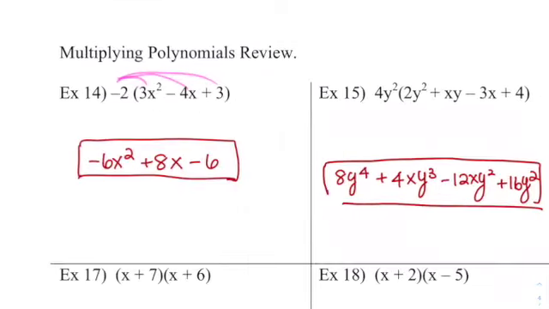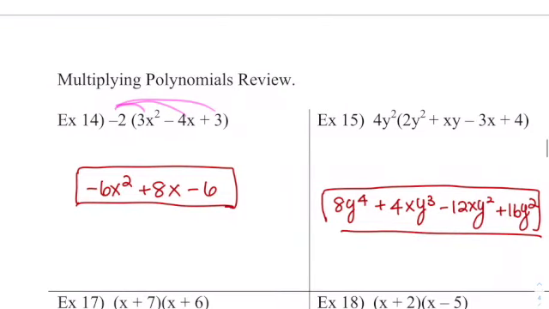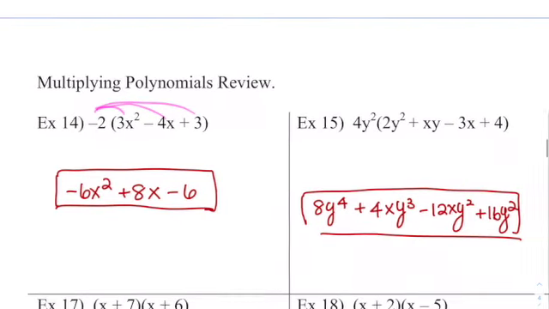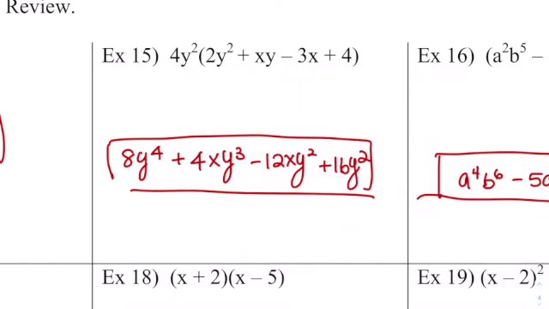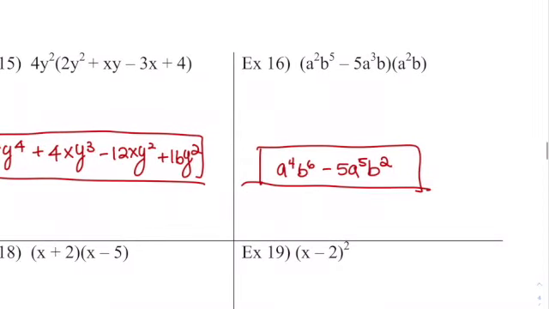Here are the answers for number 14. And make sure you double check your exponents. 15, exponents, make sure you understand you add the exponents: 4y squared times 2y squared is 8y to the fourth, because you are multiplying, you are adding your exponents all the way through. 16, you just have to distribute backwards, so it's not that big of a deal.